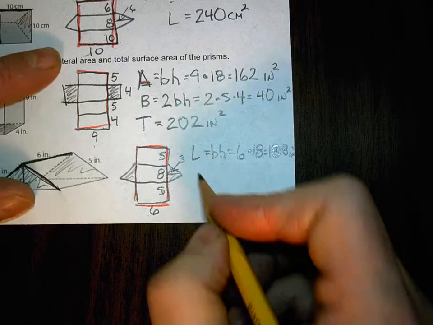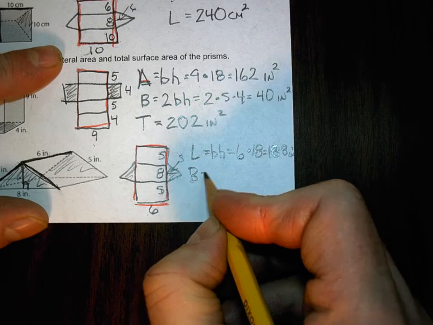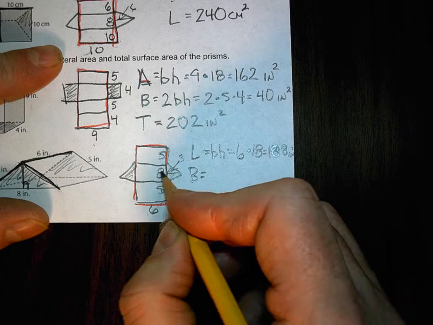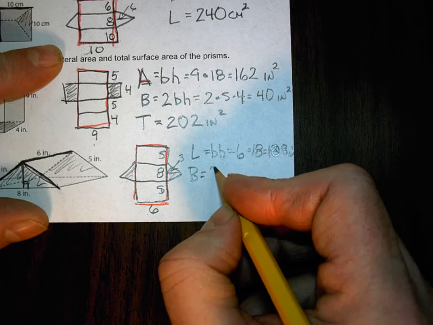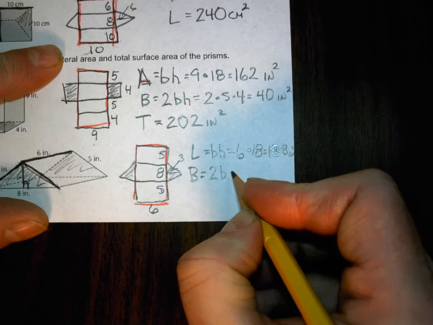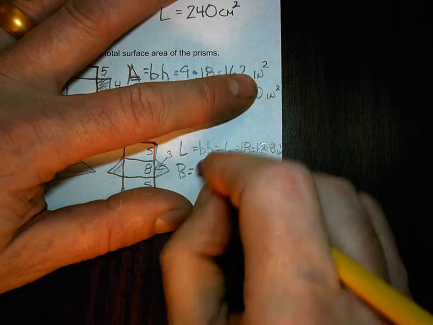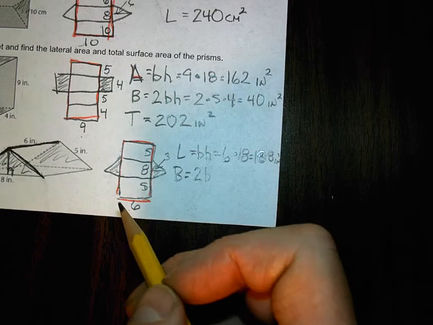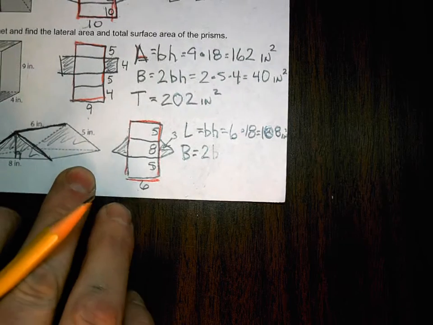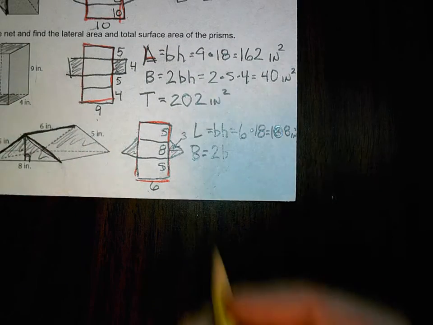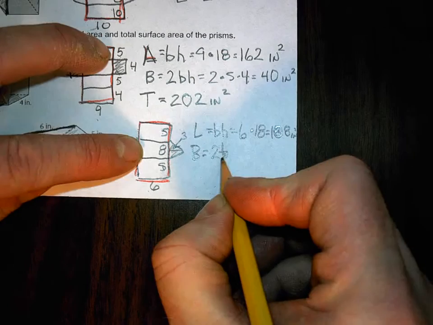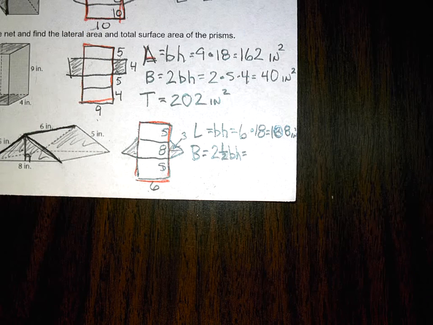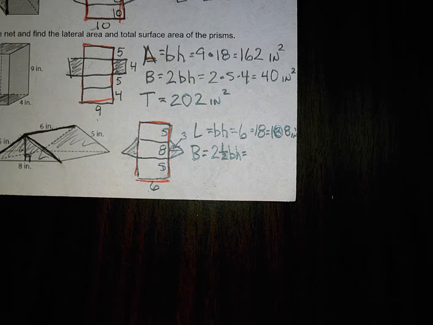Now I need to know my B. So my area of the base is always going to be 2 times, right? Because I have 2 bases. So 2 times base. Well, actually, this is a little different. What's the area of a triangle? What's the formula for it? 1/2 BH. So 2 times 1/2 times B times H.